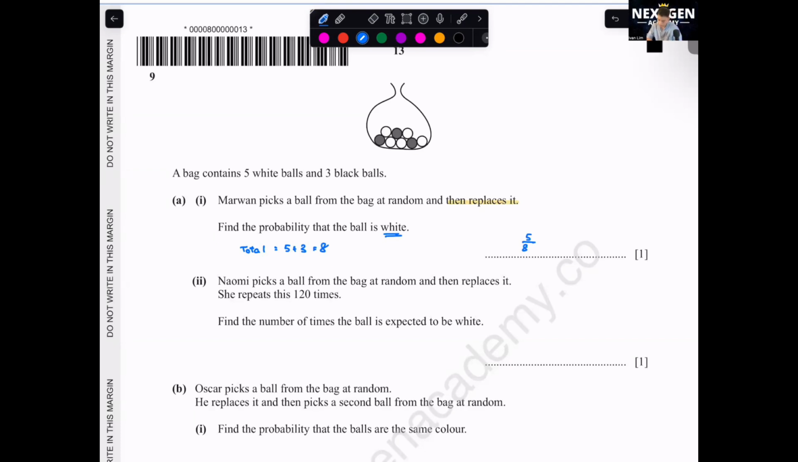Number 2: Naomi picks a ball from the bag at random and then replaces it. She repeats this 120 times. Find the number of times the ball is expected to be white. So the probability of getting white is 5 over 8. So 120 times 5 over 8, which equals 75.